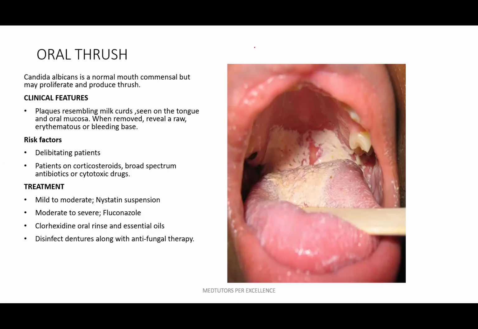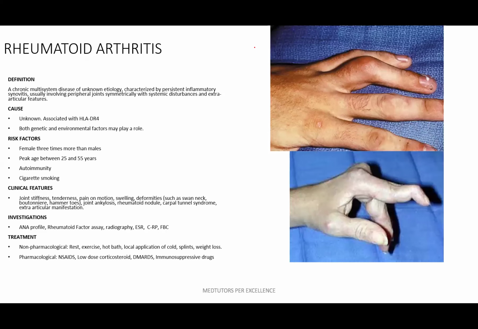Now, chlorhexidine oral rinse is an antiseptic that is used as mouthwash. You can use chlorhexidine mouthwash to rinse the mouth morning and evening. Okay, it has some antiseptic property. Now you disinfect dentures along with the antifungal therapy. So most of all these things we are showing today in the mouth are related to immunosuppression.